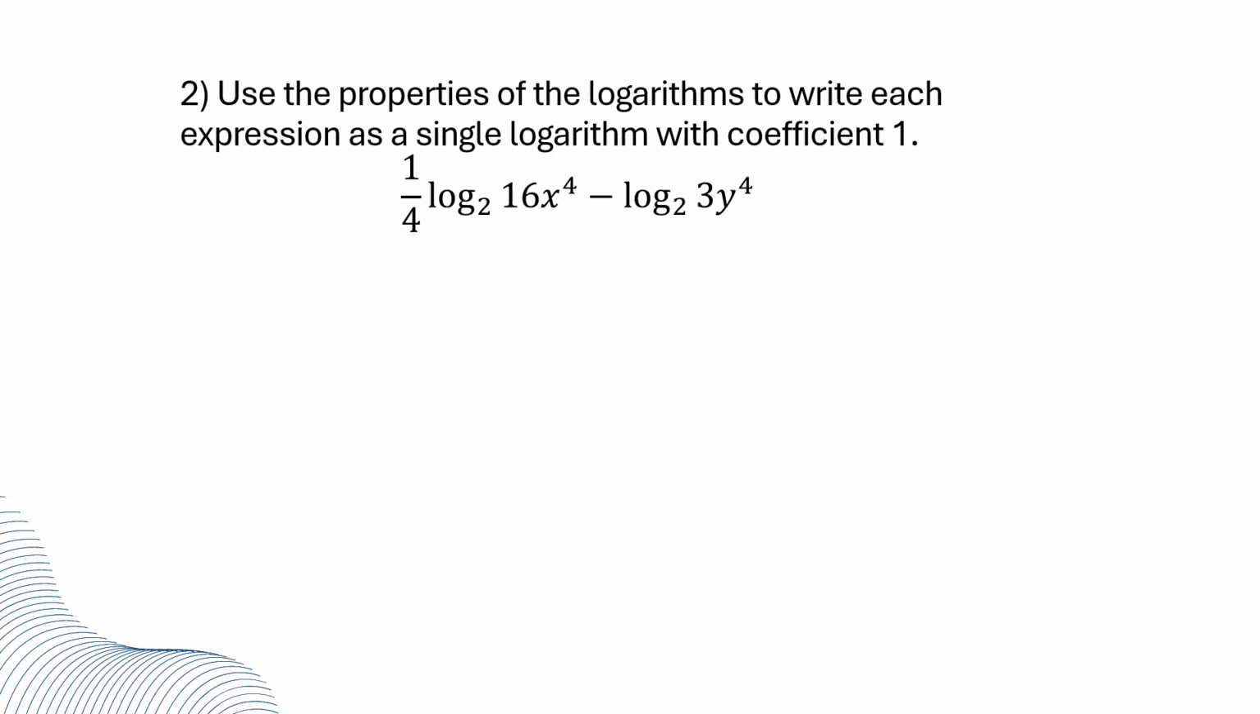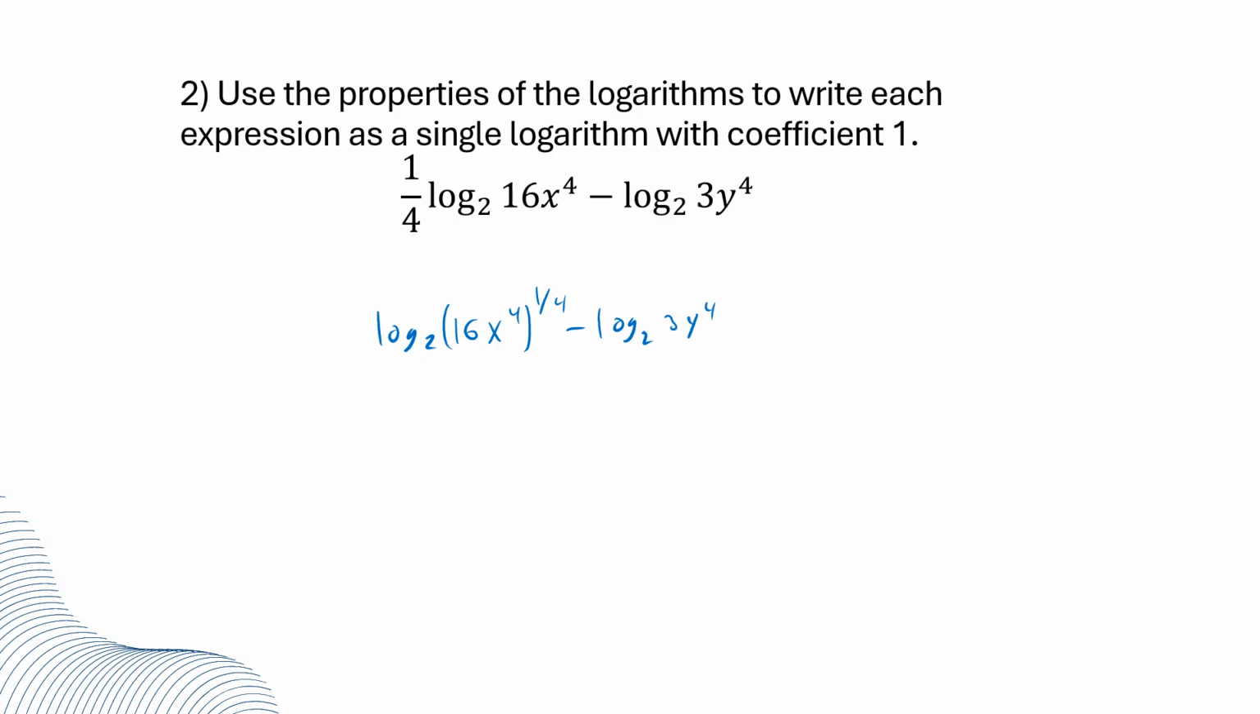So the first thing we can do is we see that the first log here has a 1/4 in the coefficient. But because we want our logarithms to have just a coefficient of 1, we have to apply the power property and move that 1/4 back up. So we're shifting it back up. So it's going to look like log base 2 of 16x to the 4th, and we're going to put parentheses around this and raise that 1/4 up to a power. And let's rewrite the other log, so minus log base 2 of 3y to the 4th power.